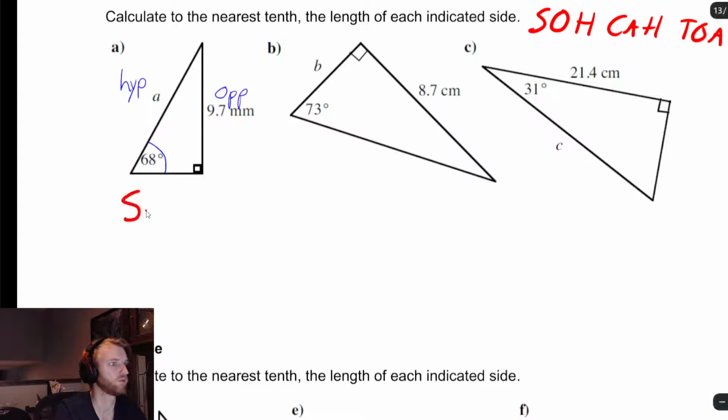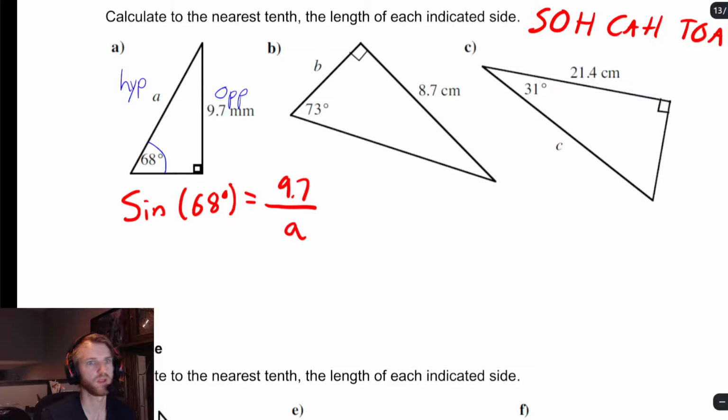So we'll say sine of our angle 68 degrees is equal to the opposite over the hypotenuse. The opposite is the one that goes on the top and the hypotenuse on the bottom. It's always that first letter, and it's on your formula sheet as well. So 9.7 is going on the top, and A is going on the bottom. That is what we are looking for in this case. Now we just need to solve for A, so we need to get A on the top by itself. I'm going to move this diagonally across the equal sign up to here.